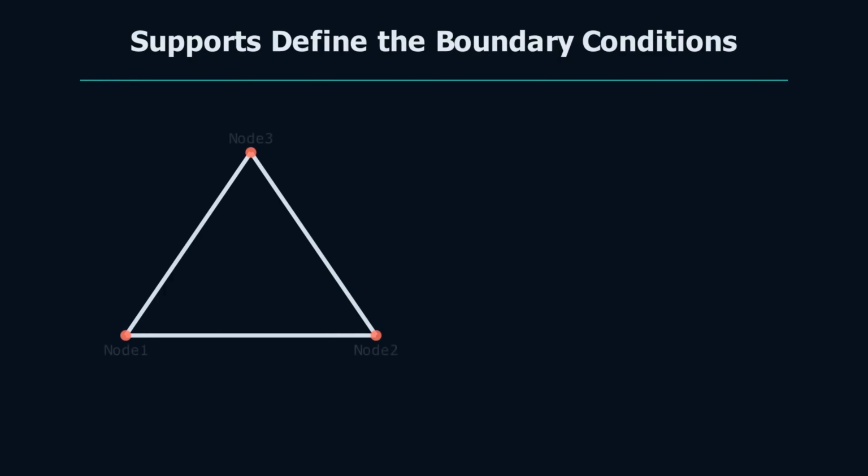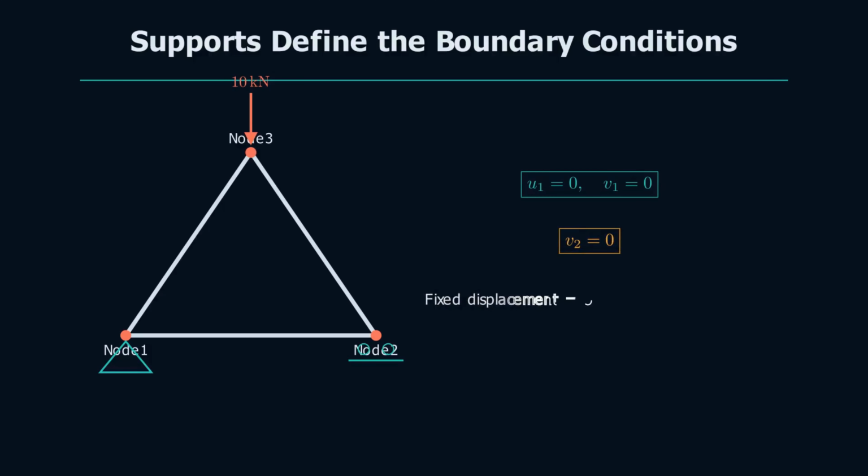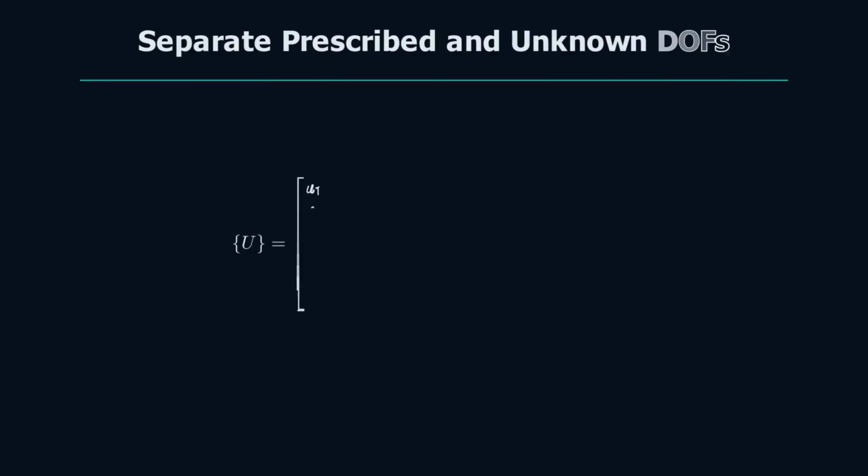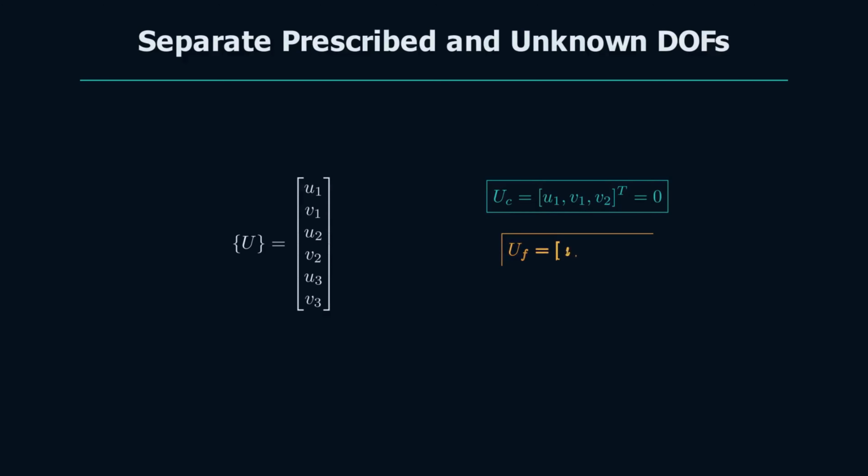Now look at the physical supports. Node 1 is a pin, so it cannot move horizontally or vertically. Node 2 is a roller. It cannot move vertically, but it is free to move horizontally. We can now divide the 6 degrees of freedom into two groups. The constrained, or prescribed, degrees of freedom are U1, V1, and V2. All three are 0. The remaining unknown degrees of freedom are U2, U3, and V3. These are the quantities we must solve for.